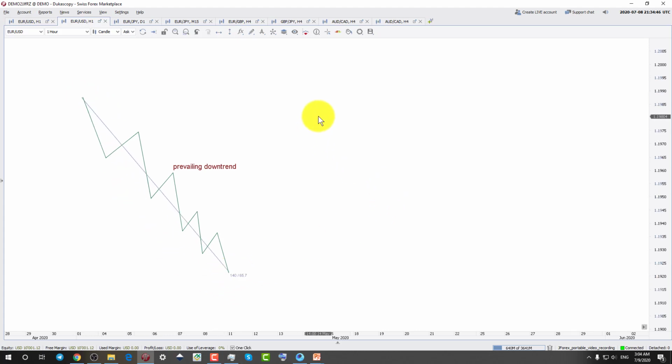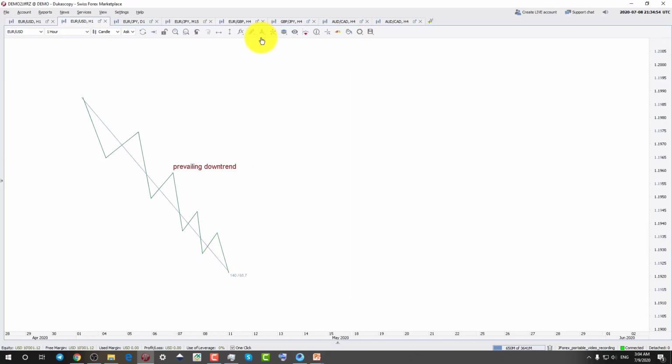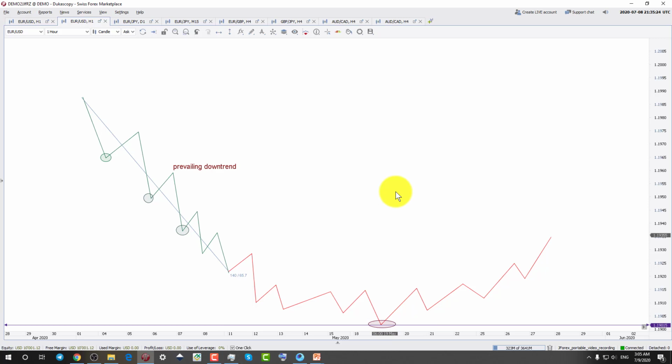Then what we need in a rounding bottom is a low. Now friends, whatever is the lowest portion in the decline, actually there are more lows than you think. All these are lows. But once a lower low is formed, that is not the low. The low that we are talking about here is this one, because there is no low which is lower than this.